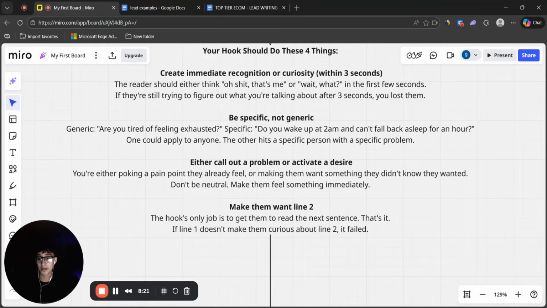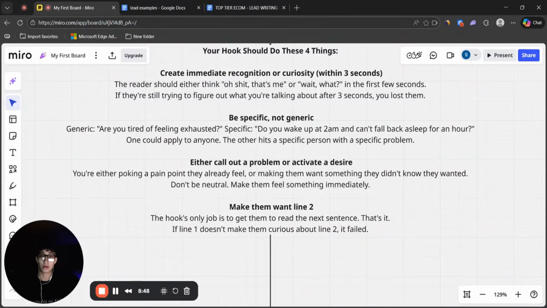Second, be specific, not generic. Generic would be, "Are you tired of feeling exhausted?" Boring, boring, boring. Now, specific: "Do you wake up at 2 a.m. and can't fall back asleep for an hour?" One could apply to anyone, the other hits a specific person with a specific problem. One's just more detailed. One calls out a time. It feels more real.